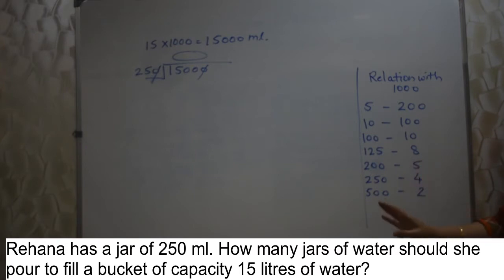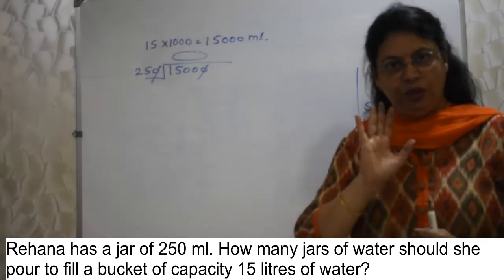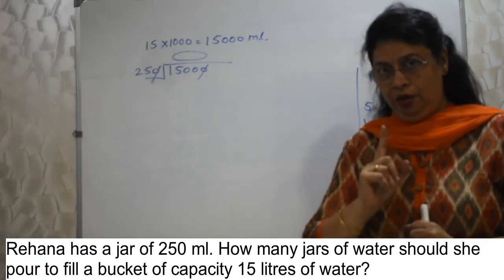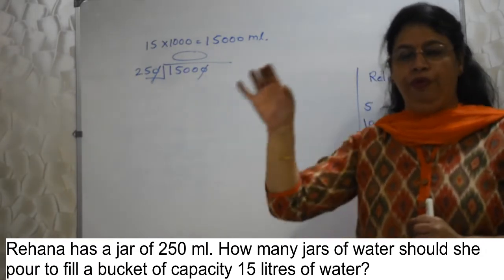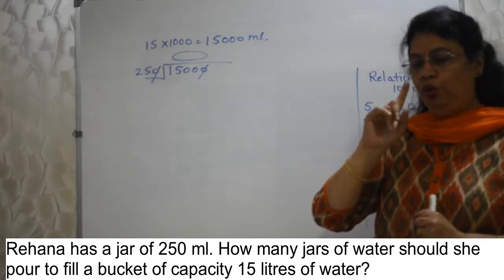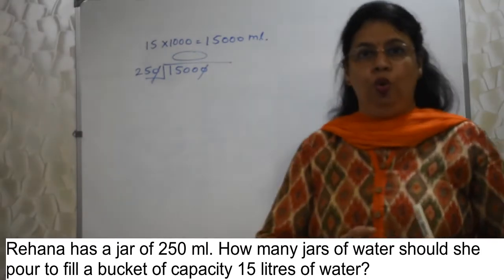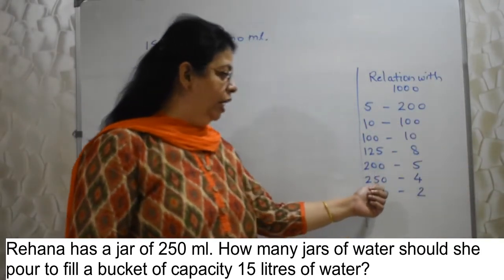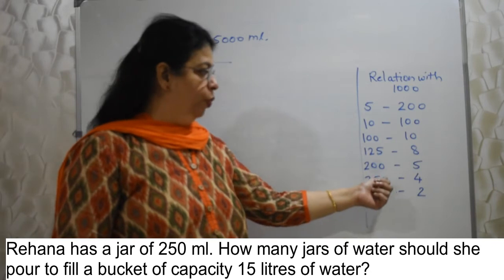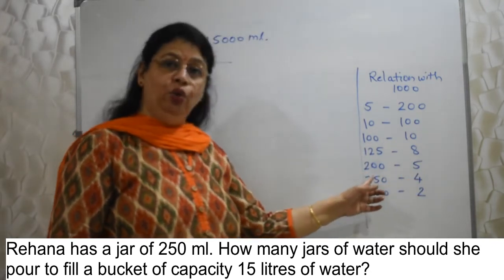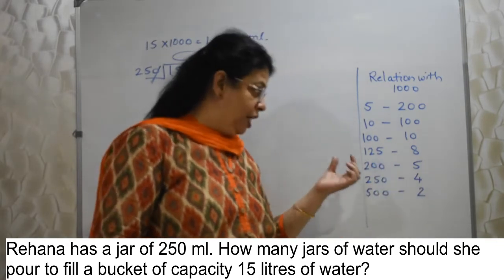Whenever you see these kinds of sums, especially now in this sum they have given 250 ml. 250 ml, again 250 ml, like that. So 250 ml means what is the relation? 4. For 250 ml, the relation is 4. So instead of dividing by 250, we can multiply by 4. See, imagine division by 250 means the divisor is 250.